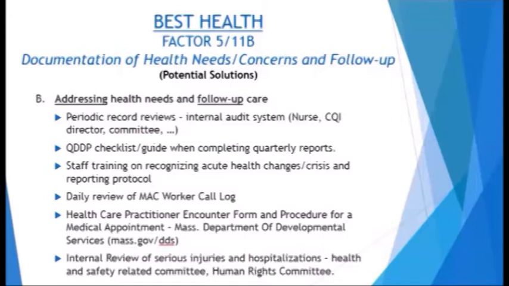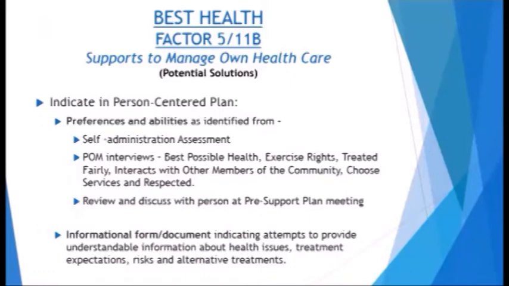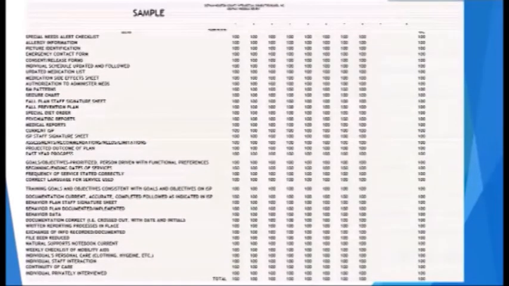Then internal review of serious injuries and hospitalizations, having some kind of health or human rights committee look at some of those concerns. Has occurred and it was responsible and just a sample checklist for quality assurance purposes. Next. And then you have the checklist. Another checklist, basically the same one, but just looks at the systems issues, and it can be used for your basic assurance data system.